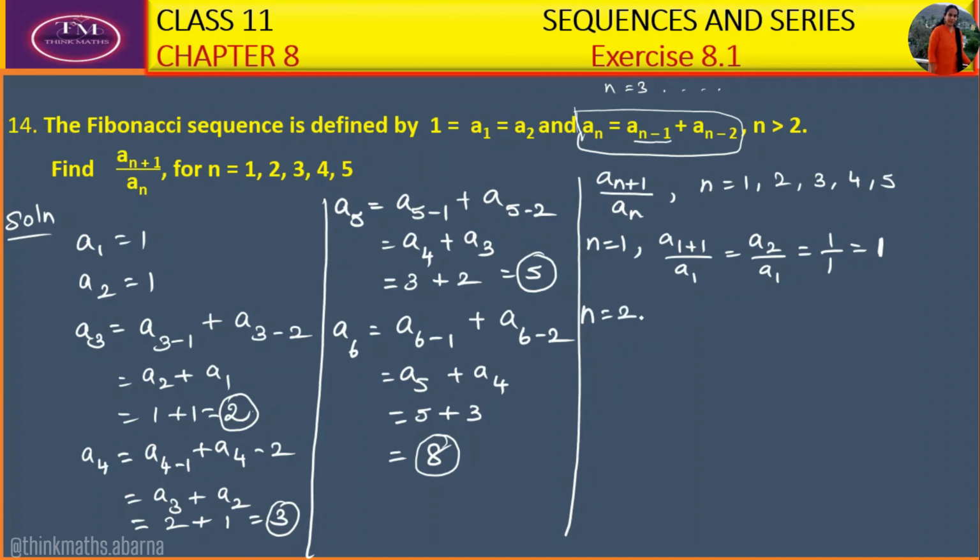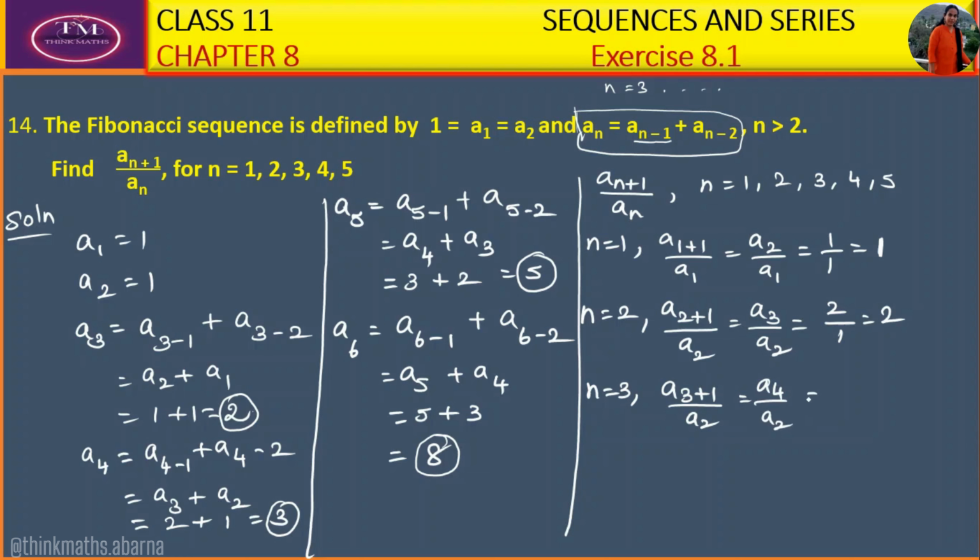Next, for n is equal to 2, we get a2 plus 1 by a2. a2 plus 1 means a3 by a2. What is a3? a3 is 2 divided by what is a2? It is 1. 2 by 1 is 2. Next, for n is equal to 3, a3 plus 1 by a3, which is equal to a4 by a3. What is a4? a4 is 3. 3 divided by a3. What is a3? a3 is 2. So 3 by 2.